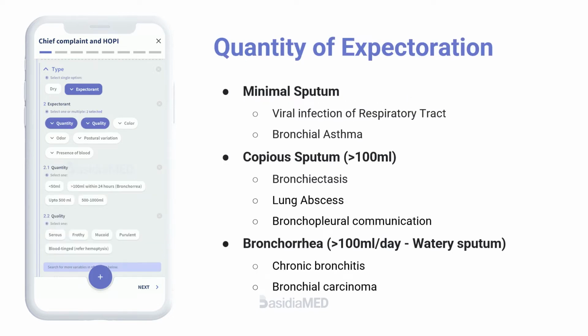Evaluation of the quantity and quality of expectoration must be performed. Conditions associated with minimal sputum production are respiratory tract infections and bronchial asthma. A large amount of sputum, more than 100 milliliters, is produced in case of bronchiectasis, lung abscess, and bronchopleural communication. Bronchorrhea refers to production of more than 100 milliliters of watery sputum within 24 hours. It is seen in chronic bronchitis and bronchoalveolar carcinoma.